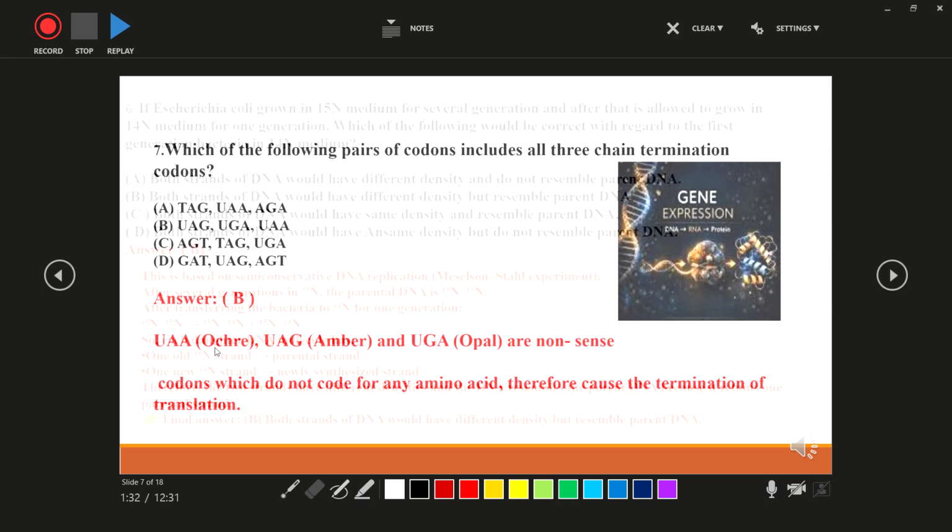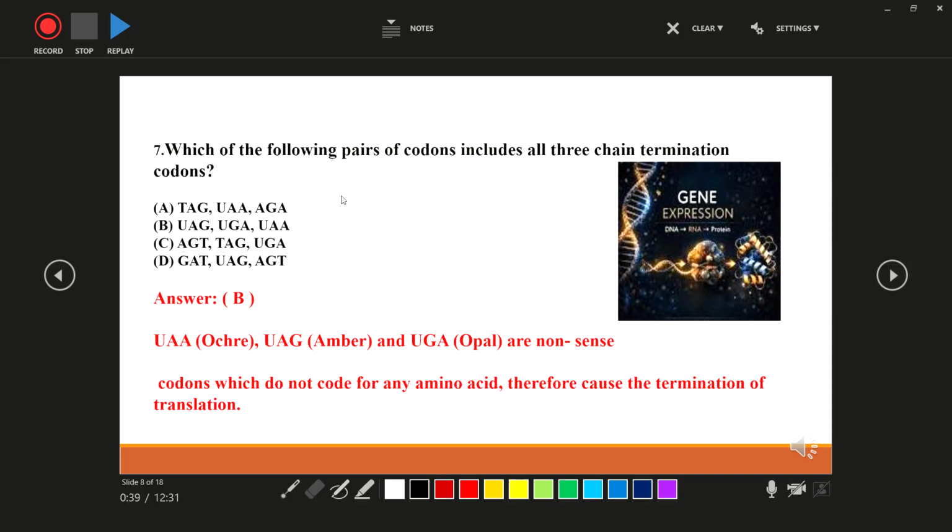The next question is, which of the following pairs of codons includes all three chain termination codons? You can see here the answer is B, UAG, UGA and UAA. UAA is ochre, UAG is amber and UGA is opal, or nonsense codons, which do not code for any of the amino acids. So these therefore cause the termination of translation.